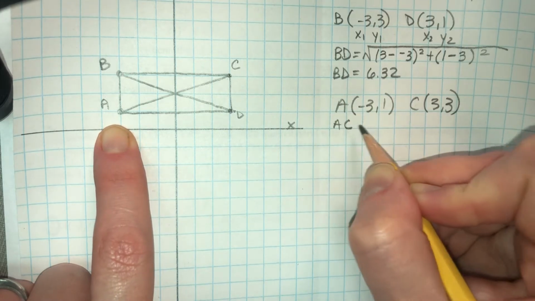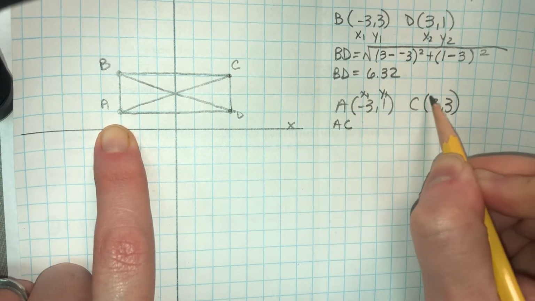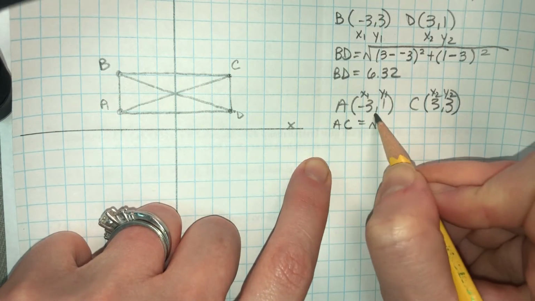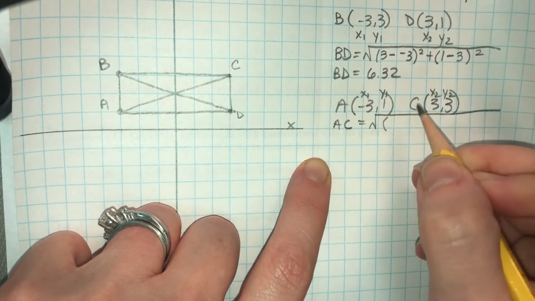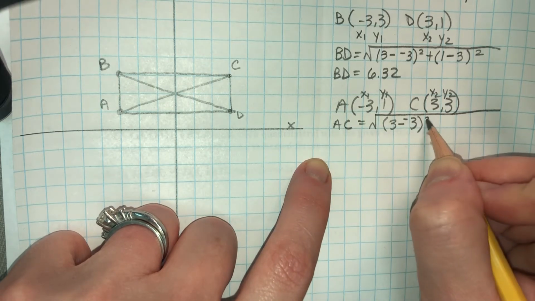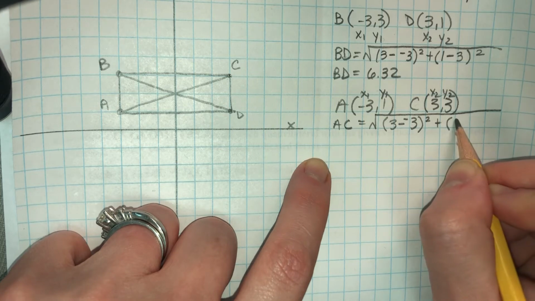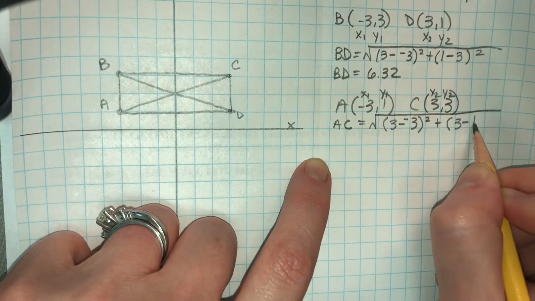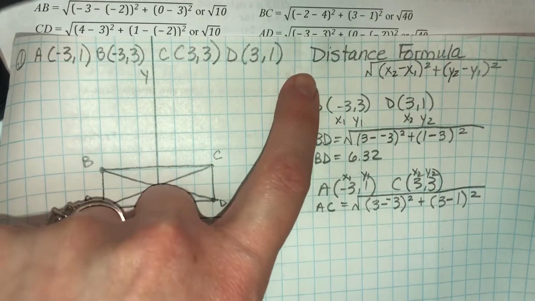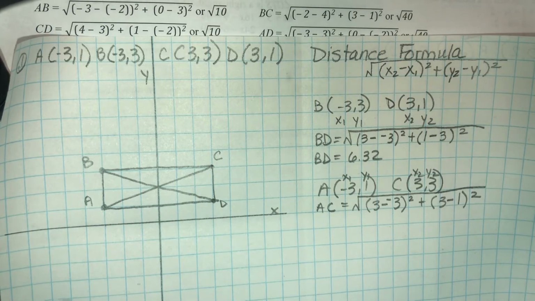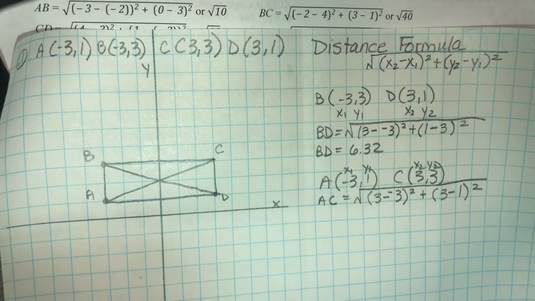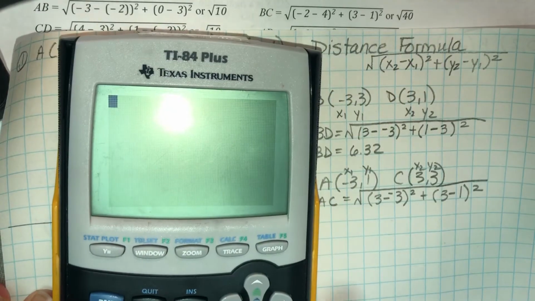So AC, and we'll label them x1, y1, x2, y2. So we're going to put it in the distance formula, starting with x2, 3 minus negative 3, close parentheses squared, plus y2, which is 3, minus y1, which is 1, close parentheses squared. And keep in mind, this distance formula is on your formula chart, so you don't have to have it memorized. You're allowed to use it on your quizzes and your tests.